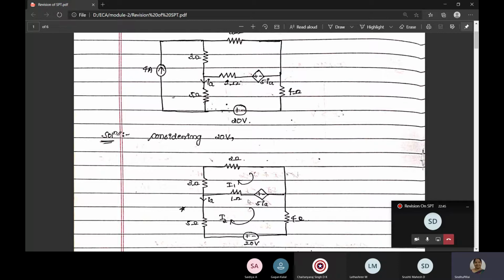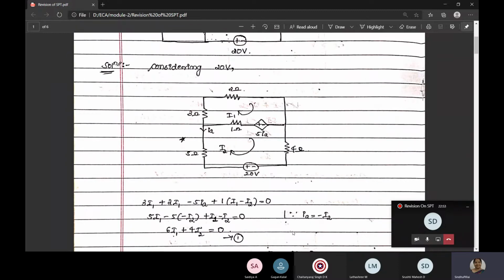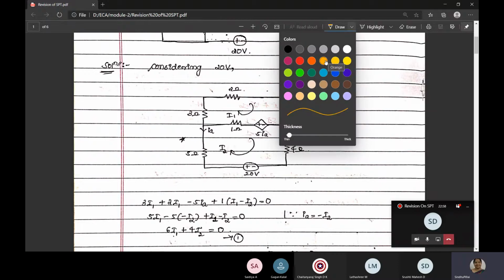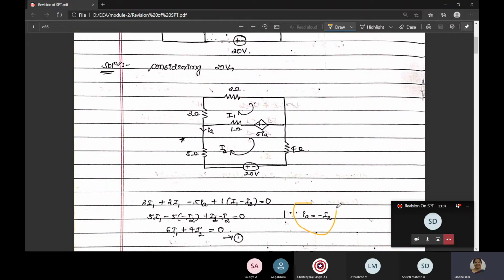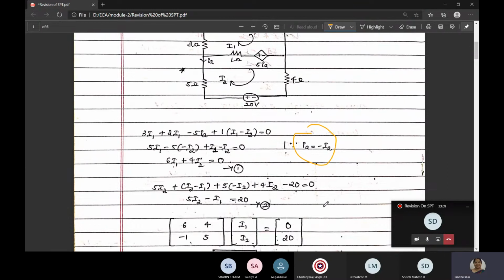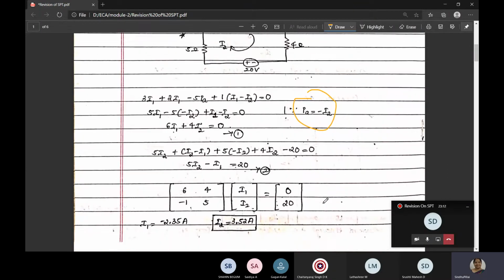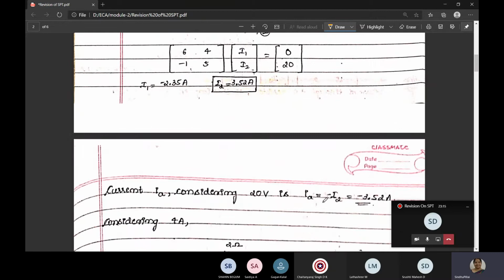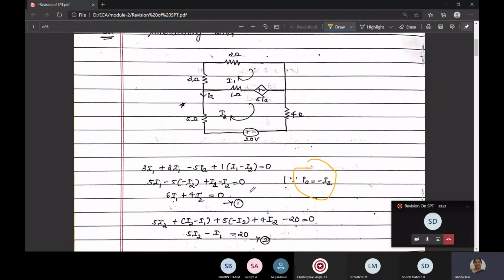Since the dependent voltage is a current dependent voltage source, it depends on the current IA. So what is IA? IA is nothing but minus I2, because I2 is going against IA. Wherever you get IA, you have to substitute minus I2. You'll get two loop equations for two currents, I1 and I2. Whatever I2 you get, IA considering 20 volts is minus I2, so it is minus 3.52 amps. That is for the 20 volt source.